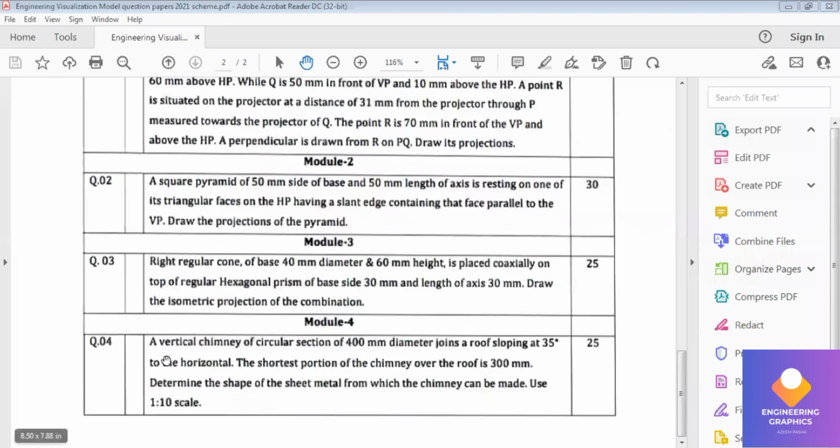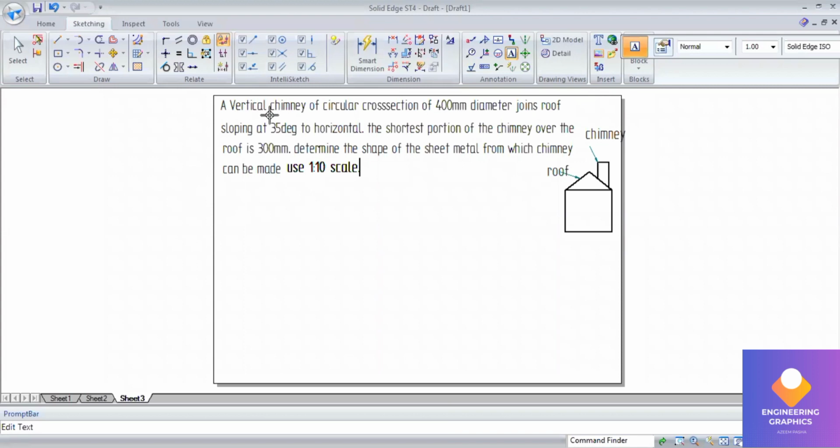Okay, now we do the fourth problem, that is a vertical chimney of circular cross section 400 mm diameter joins a roof sloping at 35 degrees to the horizontal. The shortest portion of the chimney over the roof is 300 mm. You can see, the question I have copied.